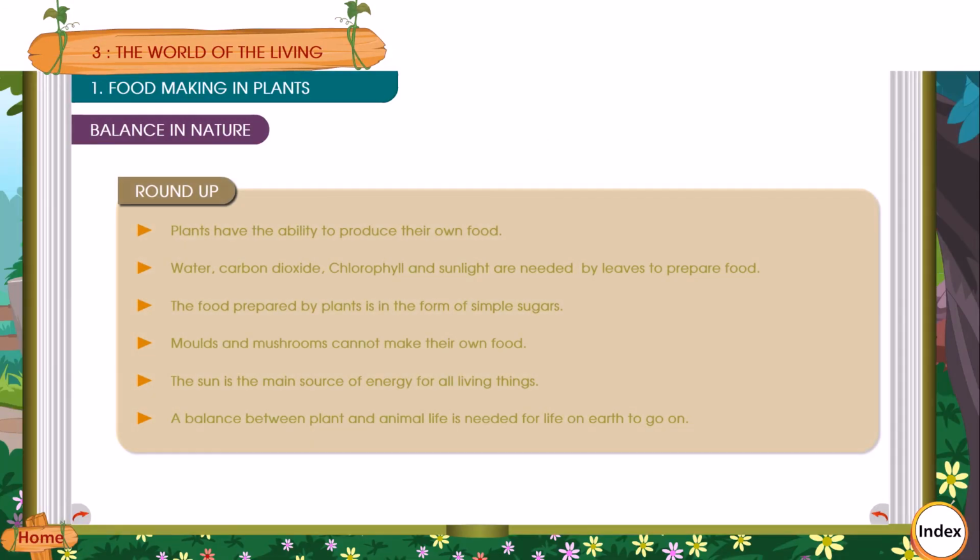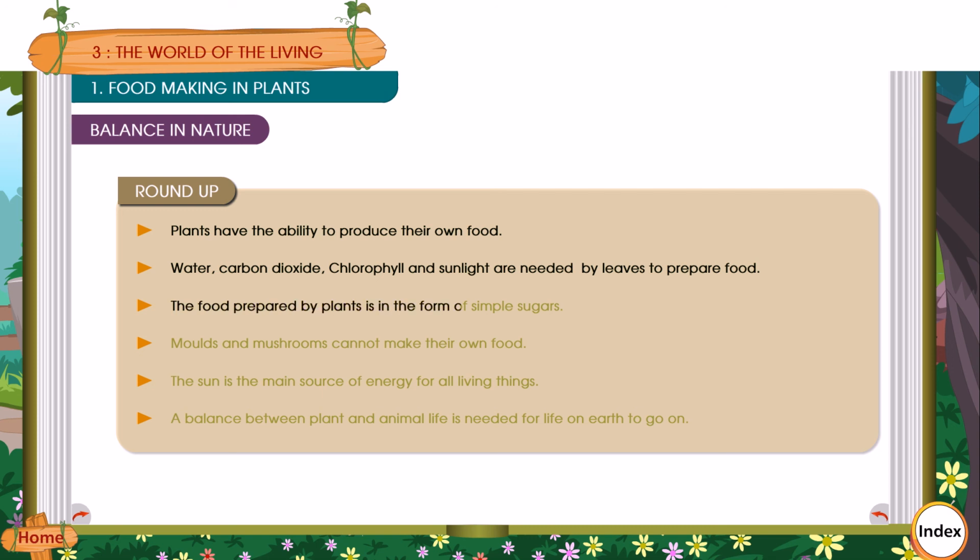Roundup. Plants have the ability to produce their own food. Water, carbon dioxide, chlorophyll, and sunlight are needed by leaves to prepare food. The food prepared by plants is in the form of simple sugars.